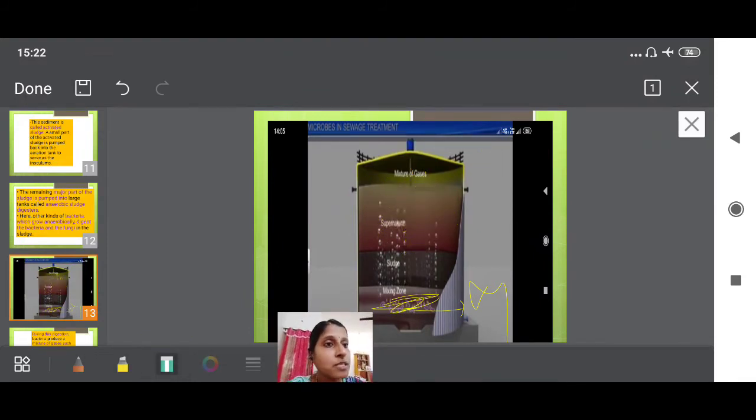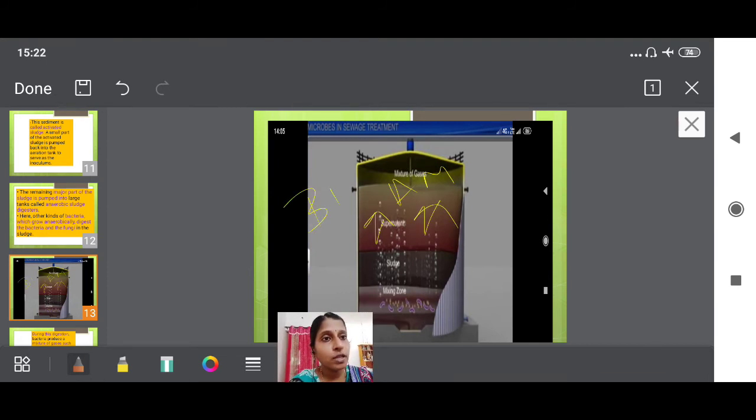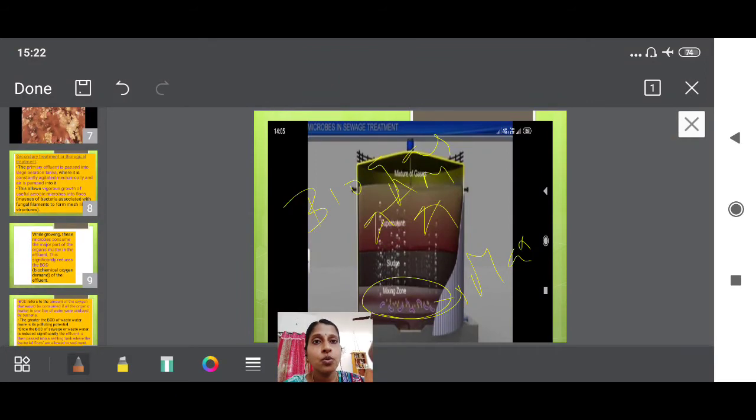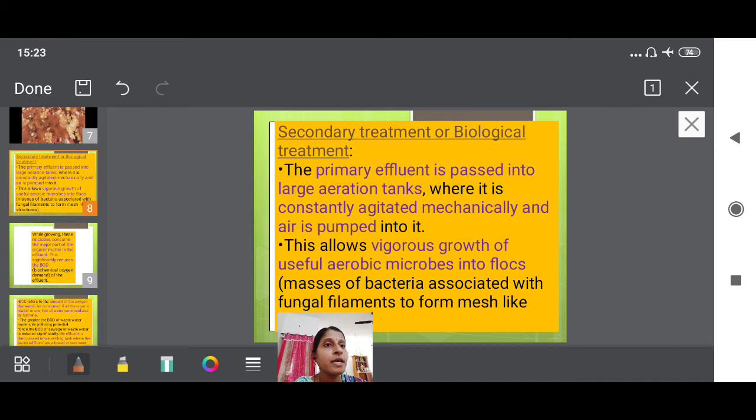So in the anaerobic sludge digester, anaerobic microbes are present. What are these anaerobic microbes doing? They are digesting the flocks which are present over there, and they are releasing gases. That gas we call as what? We call it the biogas, and the leftover part present over here is acting as a manure. So by sewage treatment we are benefited. So we will just see the secondary treatment.